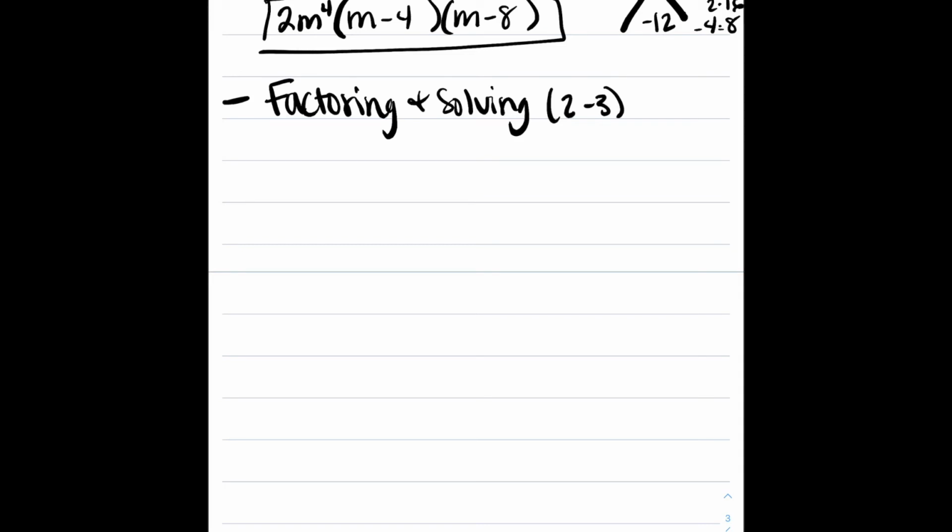And I want to say there's 2 to 3 questions. I can't remember exactly. 2 to 3 questions here, and then 2 to 3 questions in the next section.